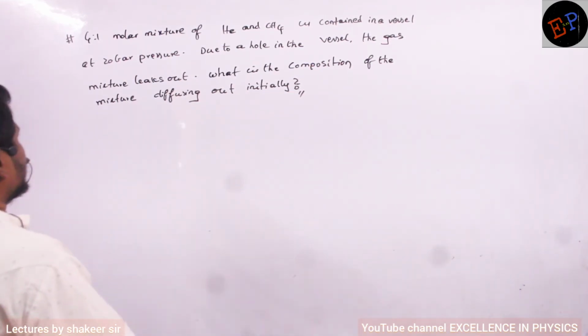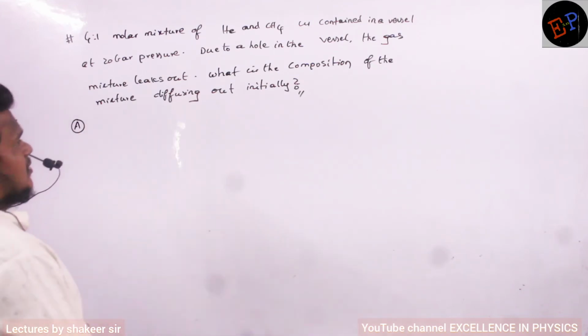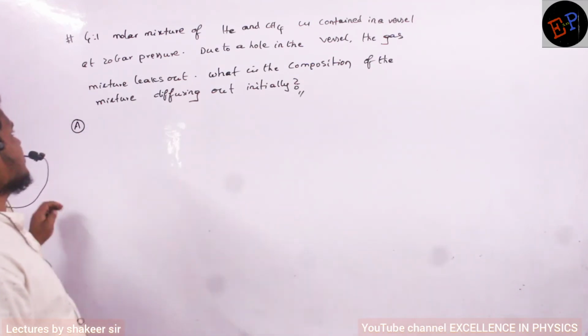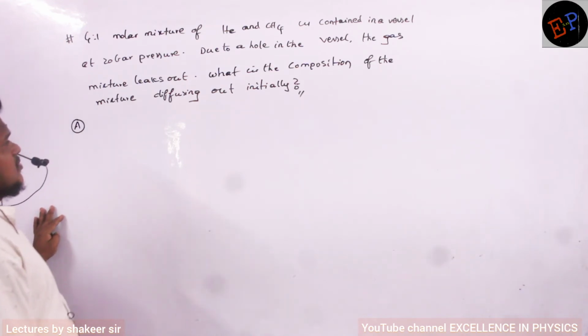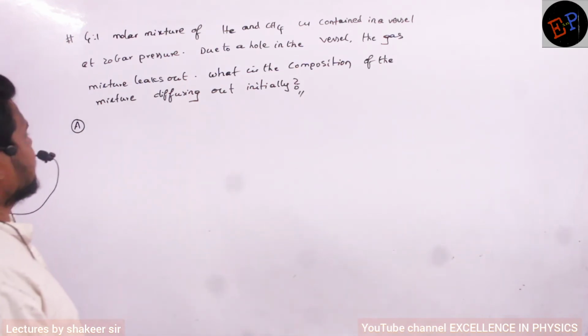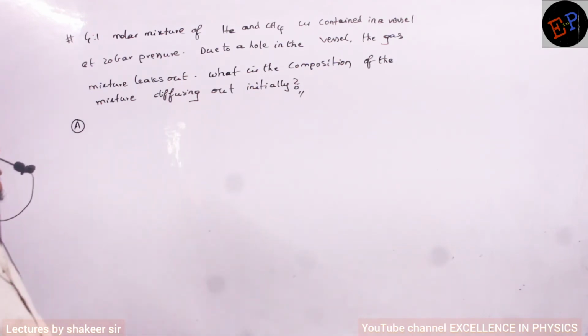A 4:1 molar mixture of helium and CH4 is contained in a vessel at 20 bar pressure. Due to a hole in the vessel, the gas mixture leaks out. What is the composition of the mixture diffusing out initially? First, let us see what values are given.